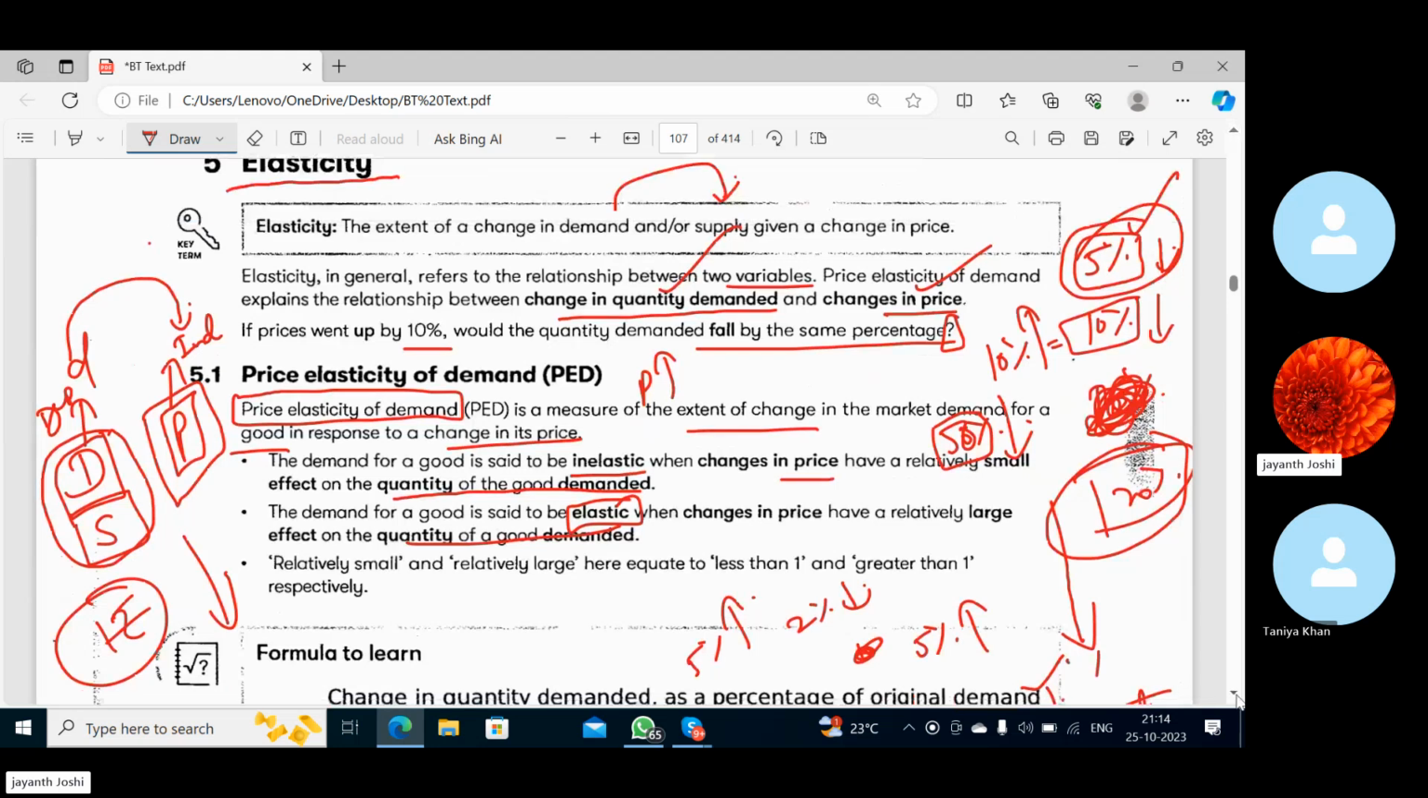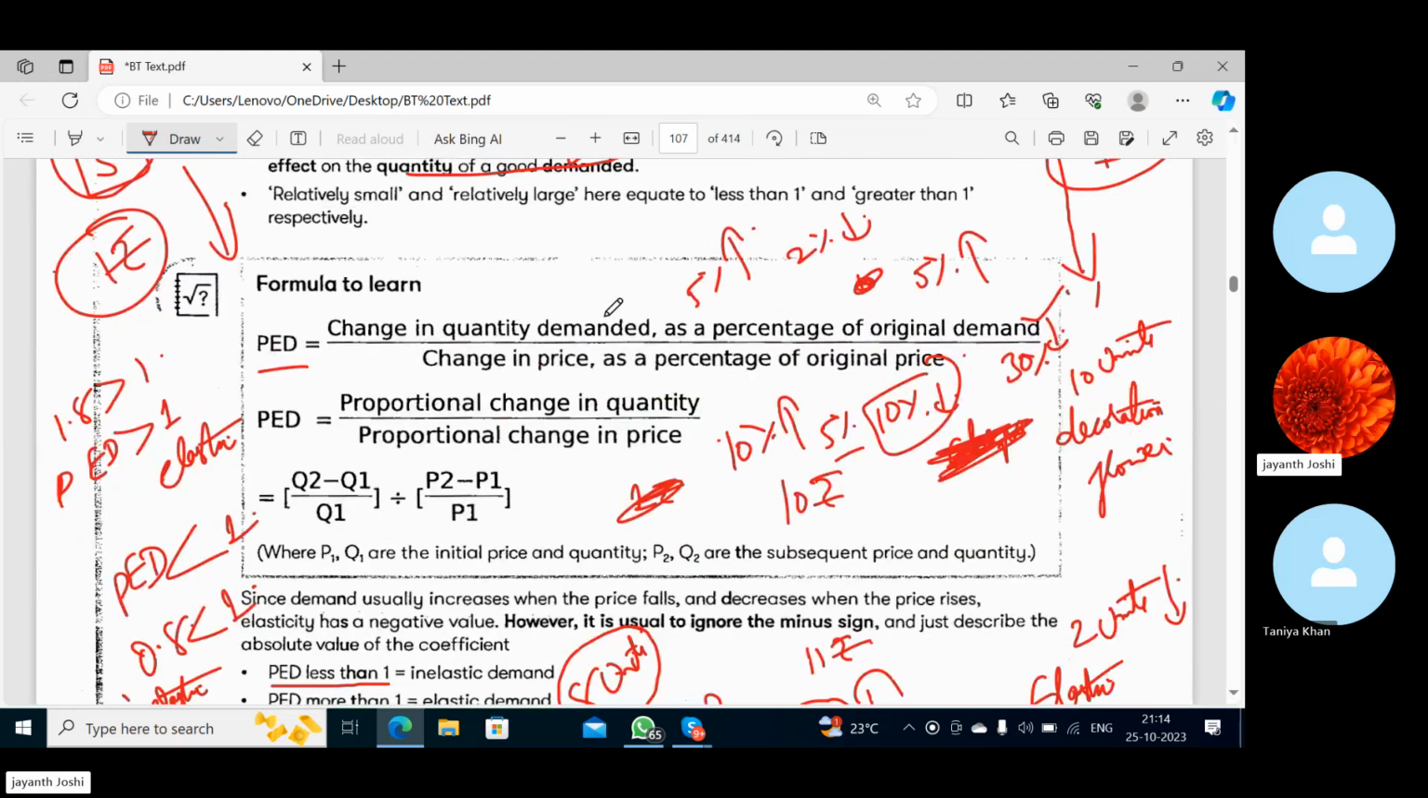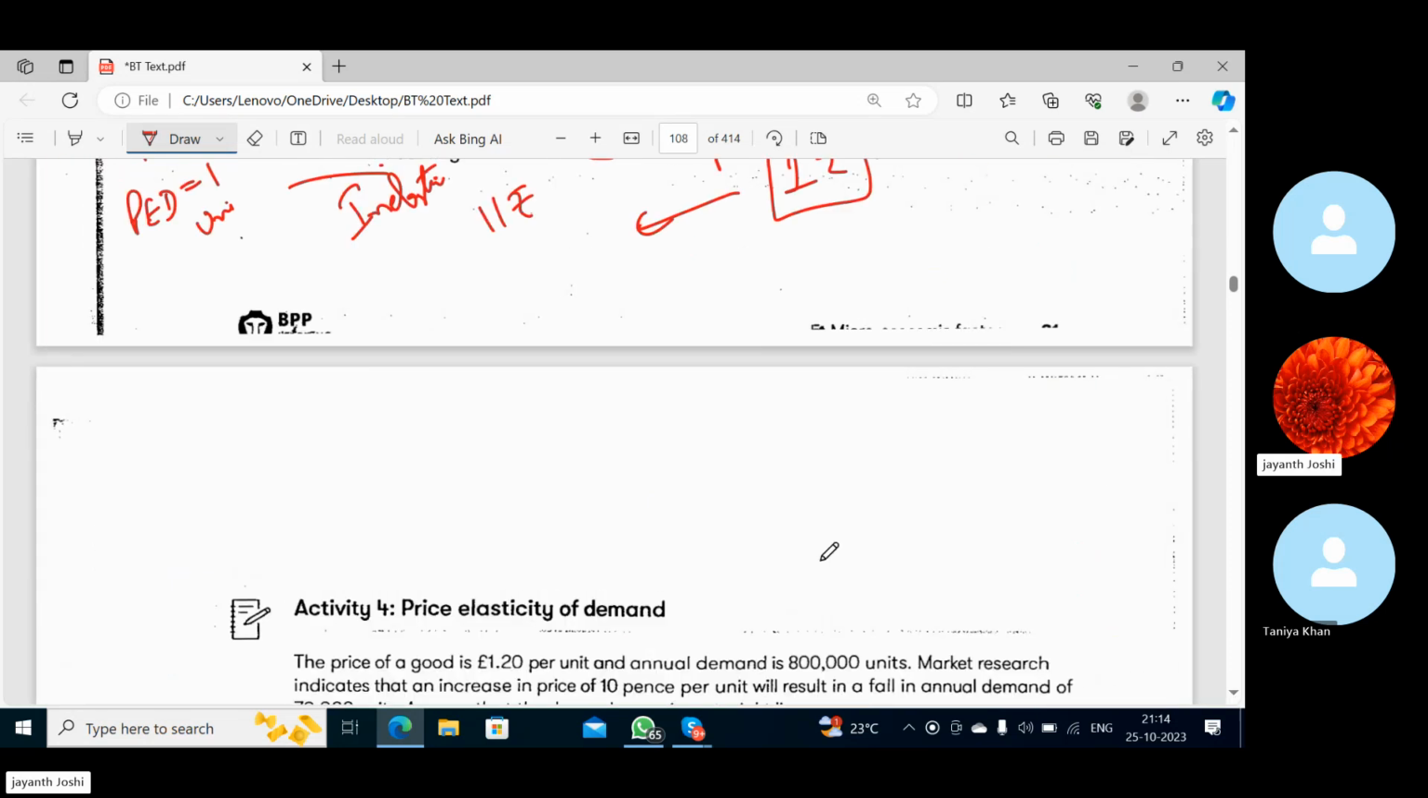And then we can take the formula also. The formula for price elasticity of demand is the change in quantity demanded as a percentage of original demand, divided by the change in price as a percentage of original price. Very simple. Let's say for 10 rupees I was buying 10 units. Now the price has gone up by 100%, to 20 rupees. Price has gone up, so quantity demanded should fall. I am buying 2 units.